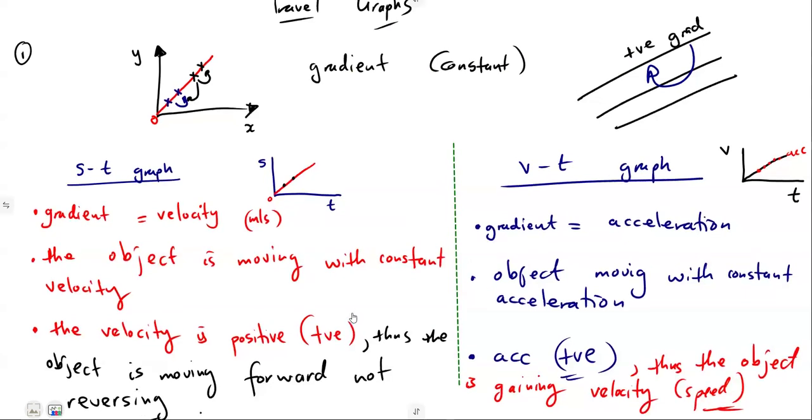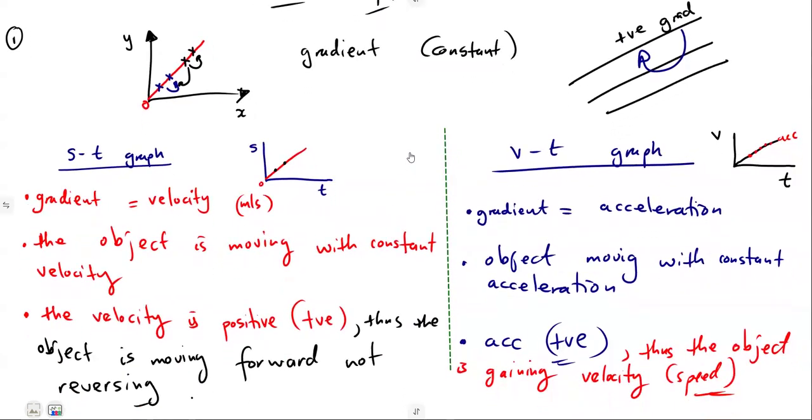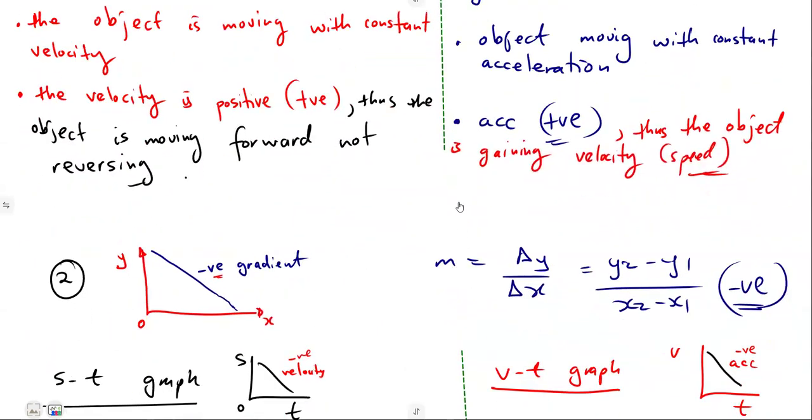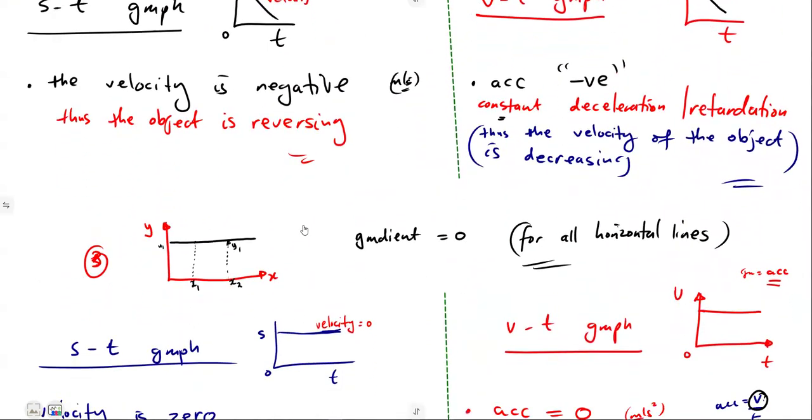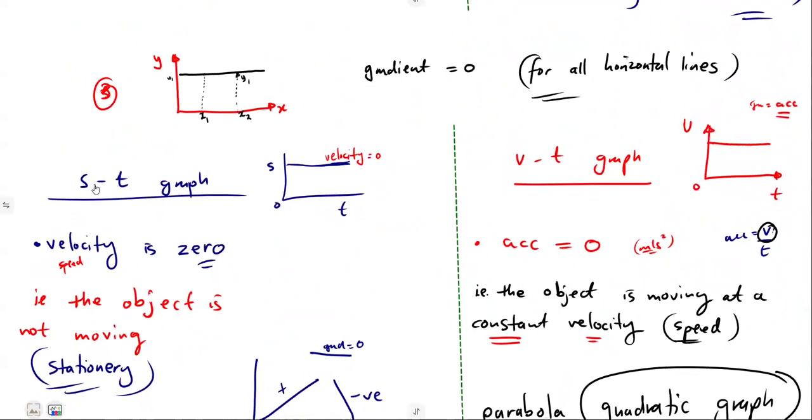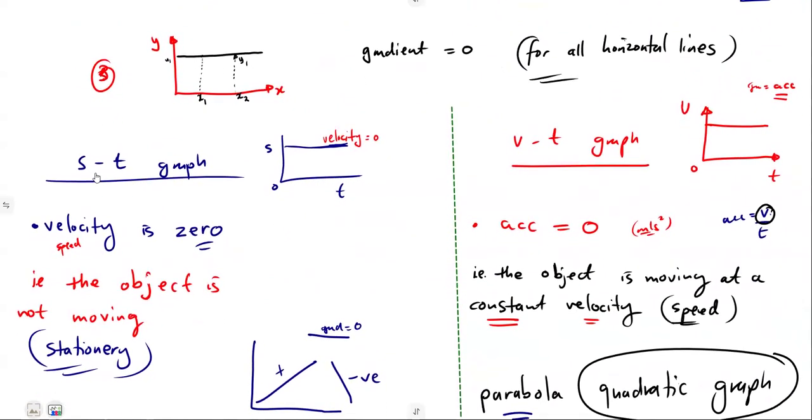When it is increasing, when the gradient is constant being positive, all right? Or when the gradient is constant being negative. But interpreting the two graphs, the velocity time graph and also our displacement time graph, so our S-T, S for displacement. All right. So here we've got our other consideration for the gradient being equal to zero.